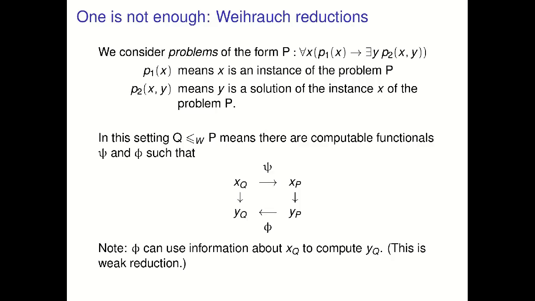So basically the idea is I can take Q problems, turn them into P problems in such a way that if I had a way to solve the P problem, I would automatically have a way to solve the Q problem. And this is all done in a computable fashion, right, and uniformly. One thing to notice here is that this is weak Weihrauch reduction. So when you're using phi here to take yp back to yq, you can even remember what instance of the problem you were starting with before and use that information in the computation.